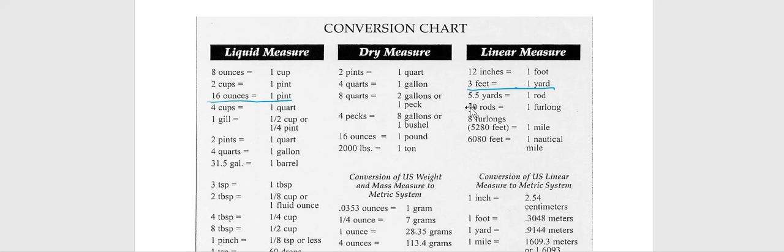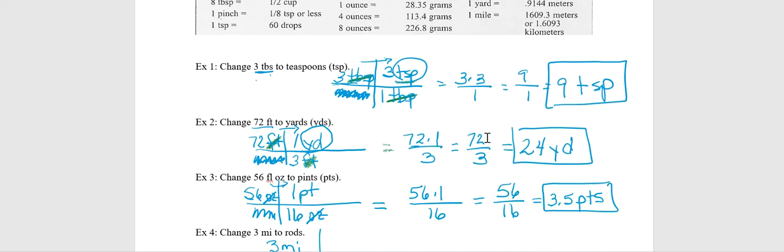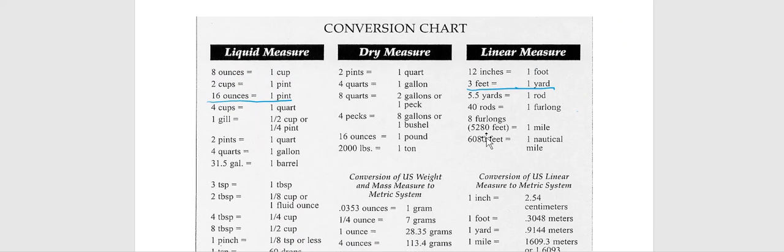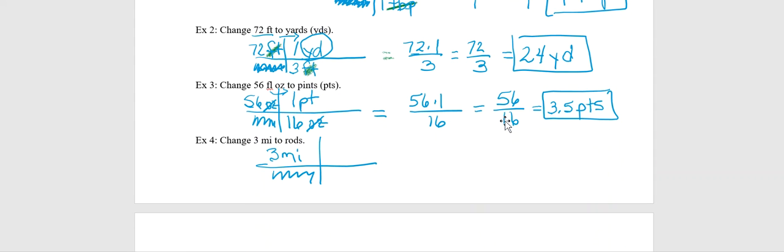well, I know a rod is 5.5 yards, and what were we given? We were given miles. So let's start with miles. So 1 mile is 8 furlongs. So let's use this one right here to start. 1 mile is 8 furlongs, and I honestly have never used a furlong.